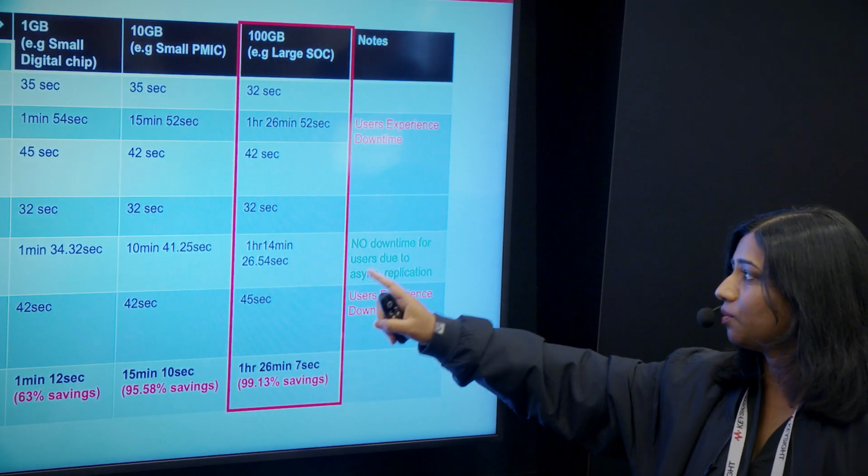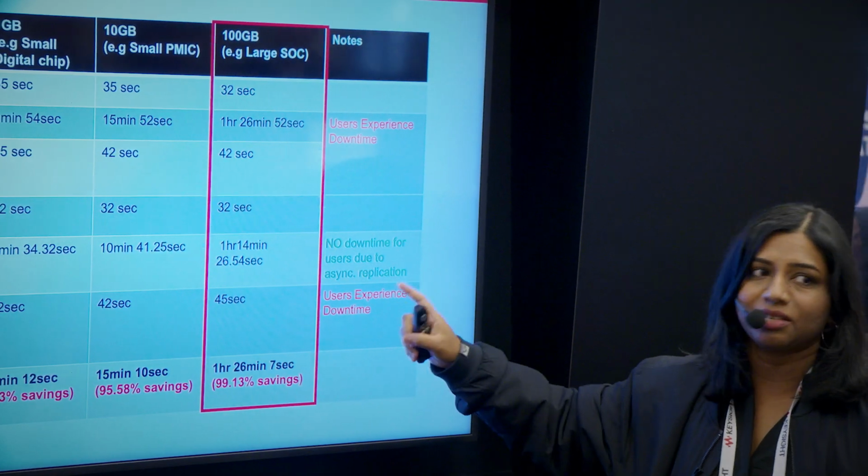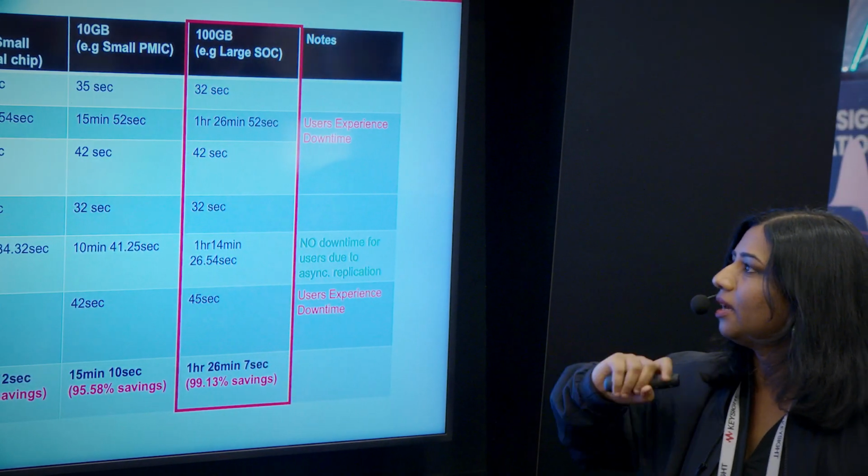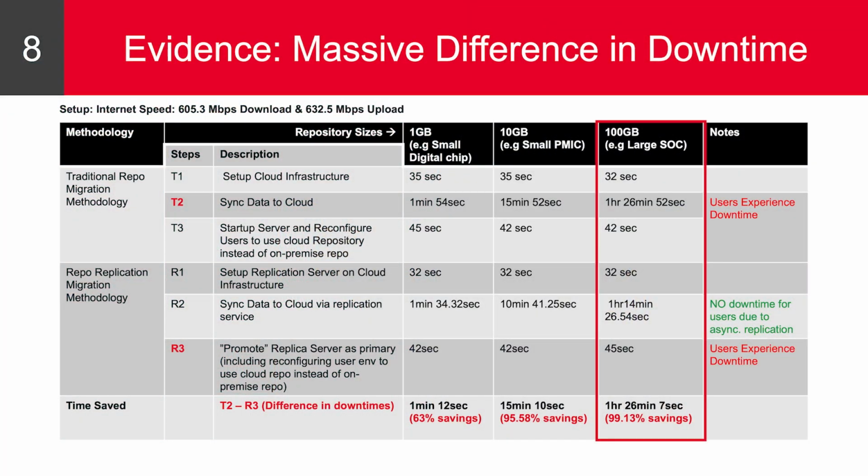The important part is that there is no downtime because it's an asynchronous replication, right? And then the last step here is in T3, they're just starting up the server and they have to reconfigure. The reconfiguring actually takes more time, which I haven't accounted for here. But assuming it's just starting up of the server, that only takes a few seconds. And R3 here, again, it's just the promotion step alone. So this is the only step where users actually experience downtime with the new replication methodology.